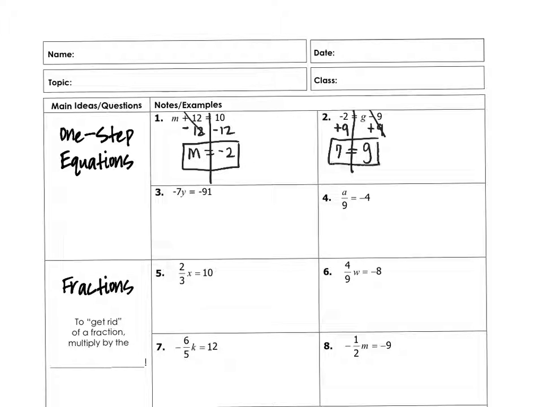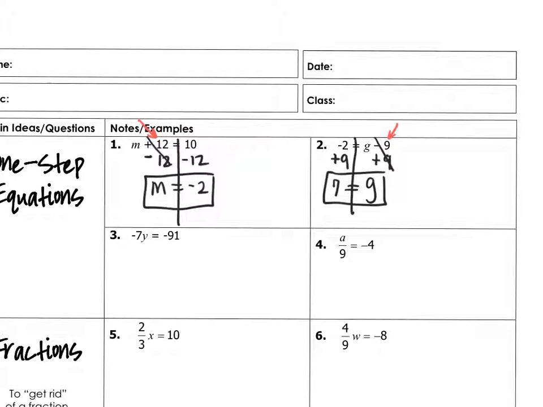Now remember, what we're doing here is we're removing the constant terms by zeroing them out. That's different from numbers 3 and 4, where we have a coefficient that we're trying to remove, and those we will do by trying to make them 1. So here we will divide by -7 on both sides to get that y is equal to 13. And in number 4 we'll be multiplying by 9 on both sides to get that a is equal to -36. This is a review of one-step equations. It took 1 step to solve.